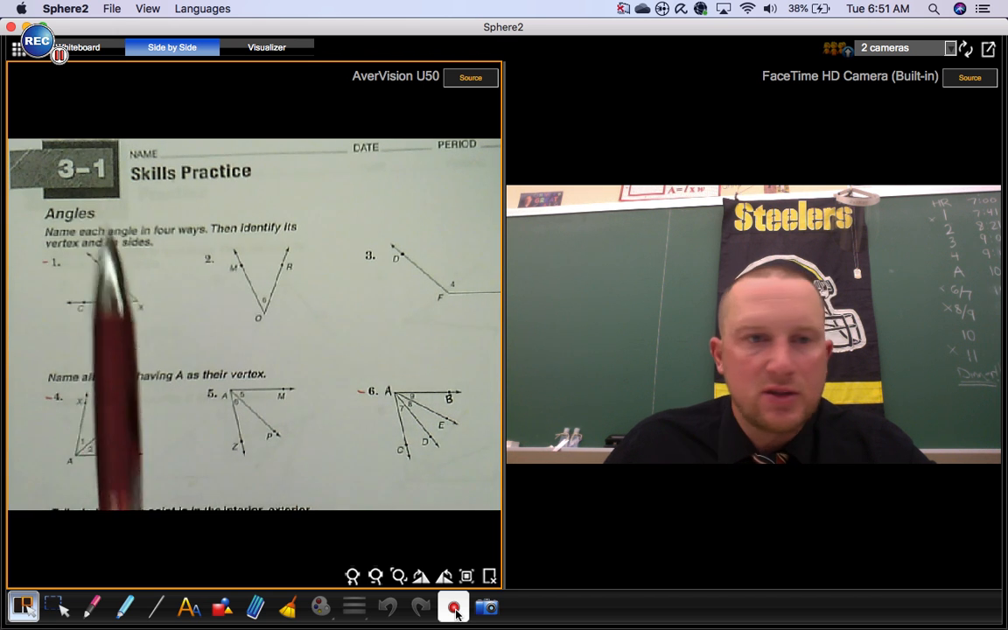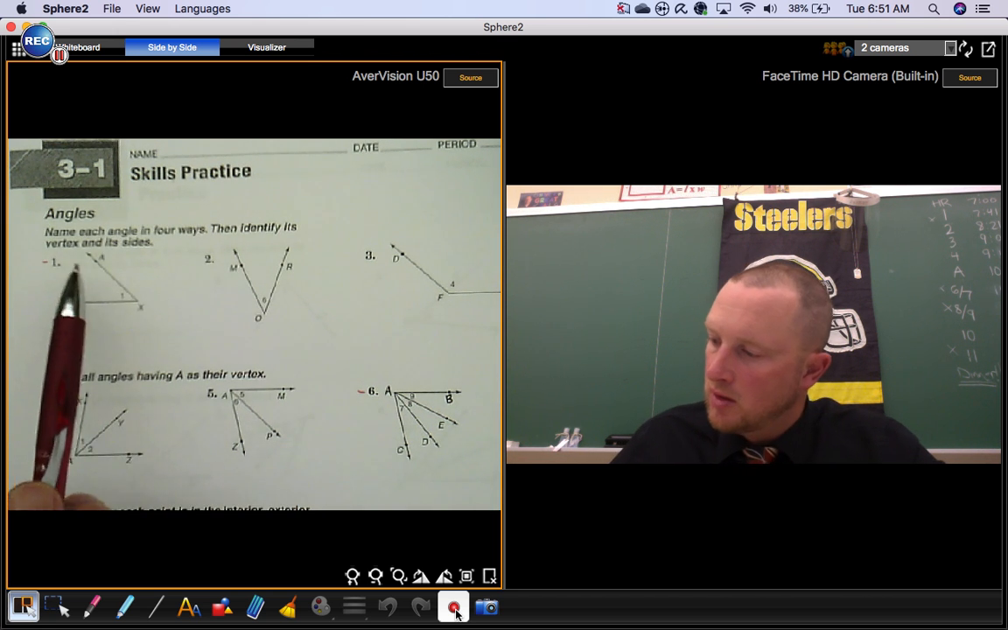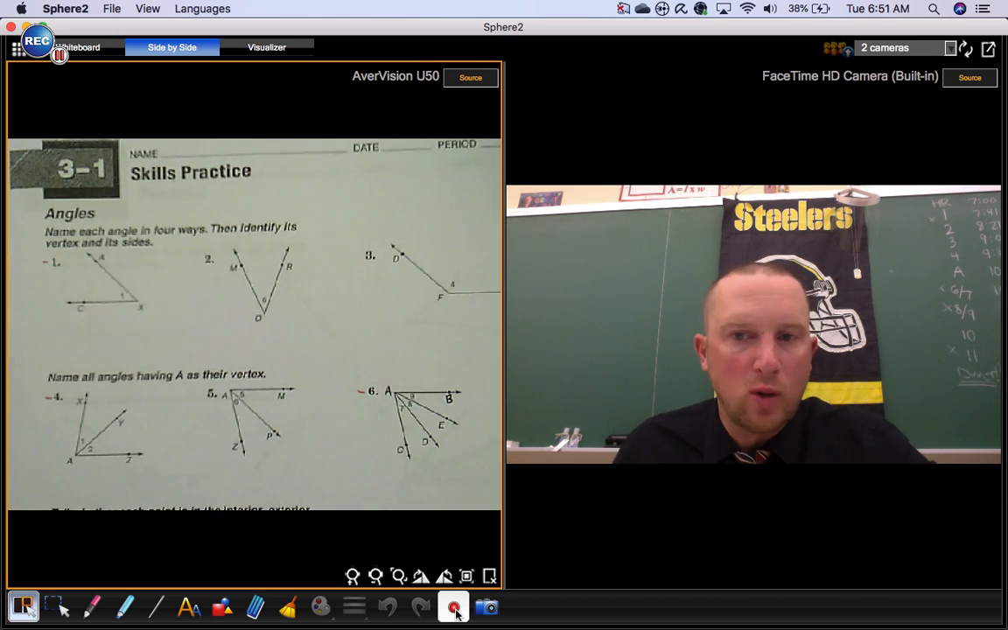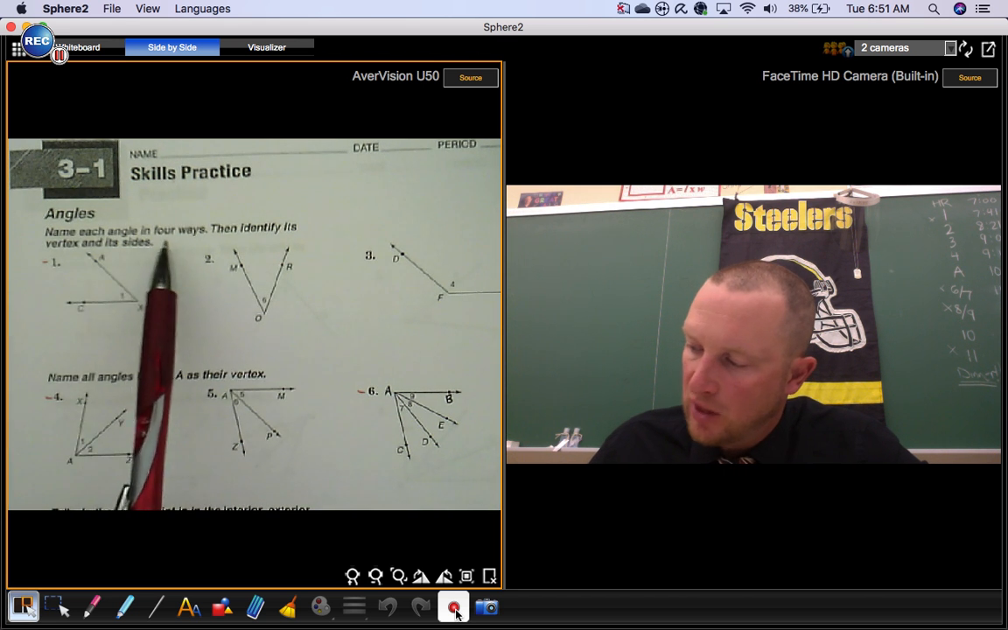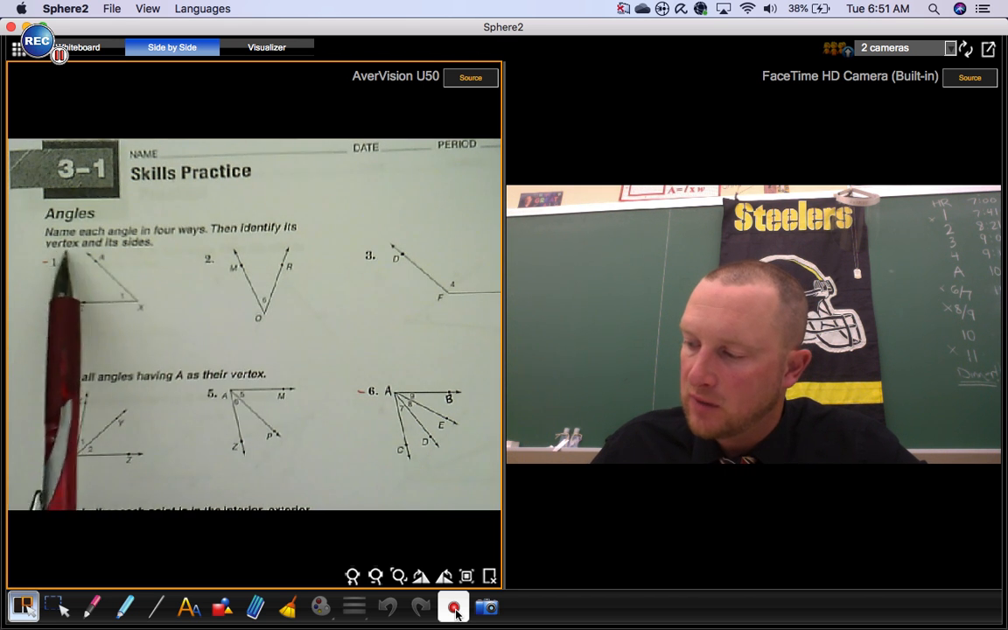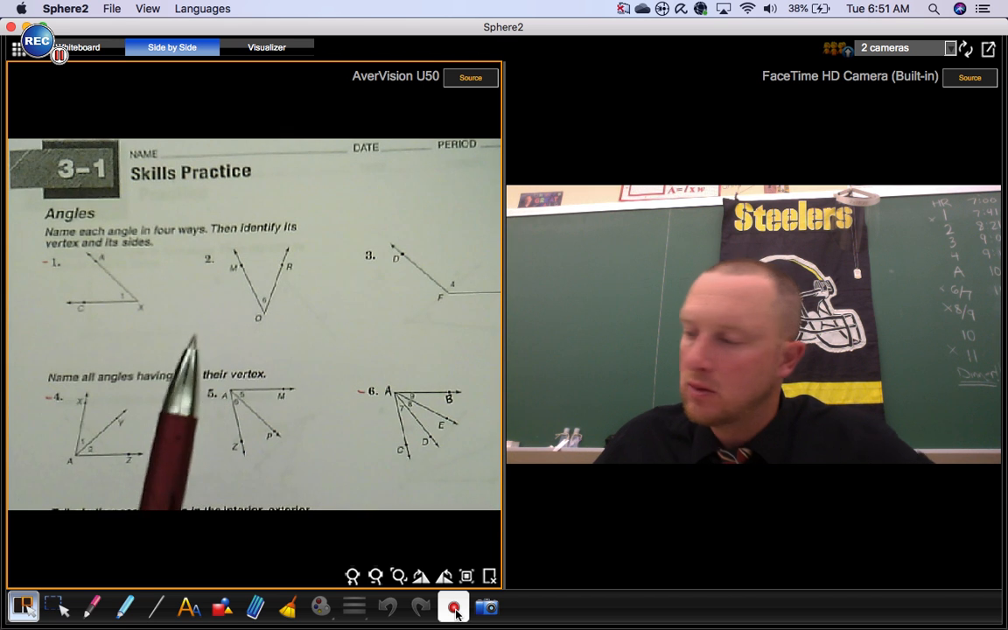Skills practice for section 3.1. We're going to do number 1 together. Name each angle in 4 ways, then identify its vertex and its sides.